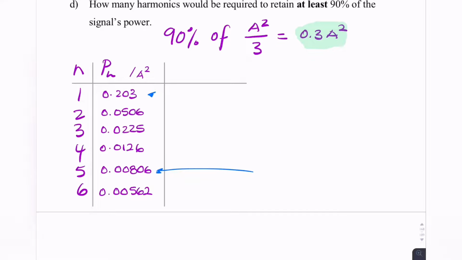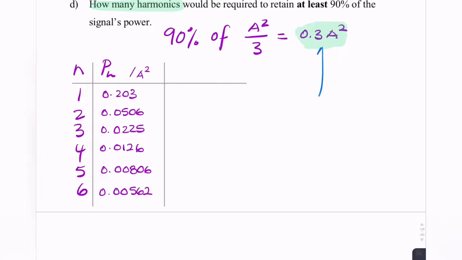So, but that's not the question. The question is how many harmonics? So the answer would be something like 4, 5, 3. The question is how many harmonics do we need to retain 90%?